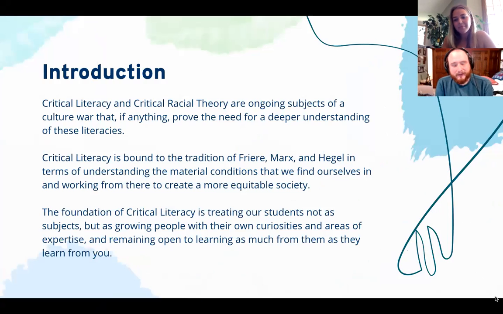So, critical literacy and critical race theory are currently ongoing subjects in a larger culture war that, if anything, I think prove the need for us to more fully understand these theories. Critical literacy itself is bound to the tradition of Freire, Marx, and Hegel in terms of understanding the material conditions that we find ourselves in and working from there to try to create a more equitable society.